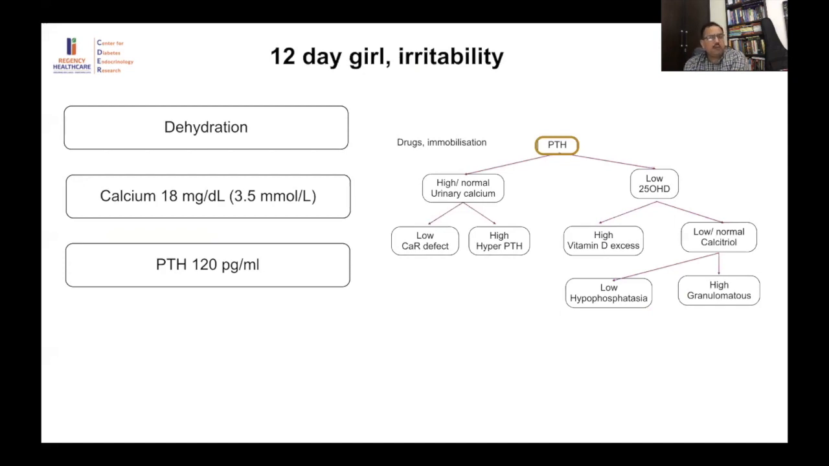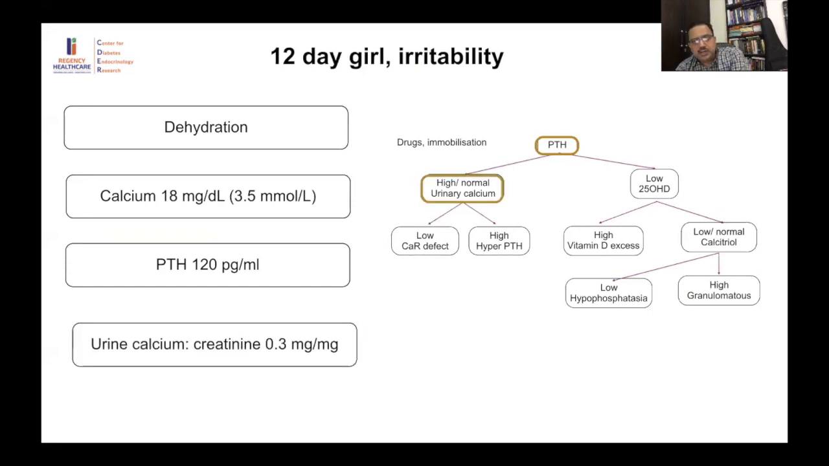And we should think of it if there is dehydration, irritability, hypertension, constipation in a newborn: look at calcium levels. They were high. PTH levels were high, so this is PTH dependent. So we did a urinary calcium creatinine ratio, which was not really high. And this goes in favor of neonatal severe hyperparathyroidism, which is a calcium sensing receptor defect.